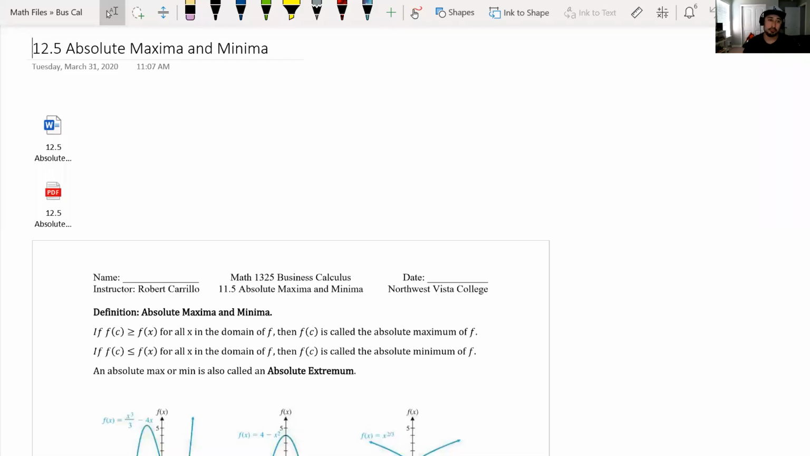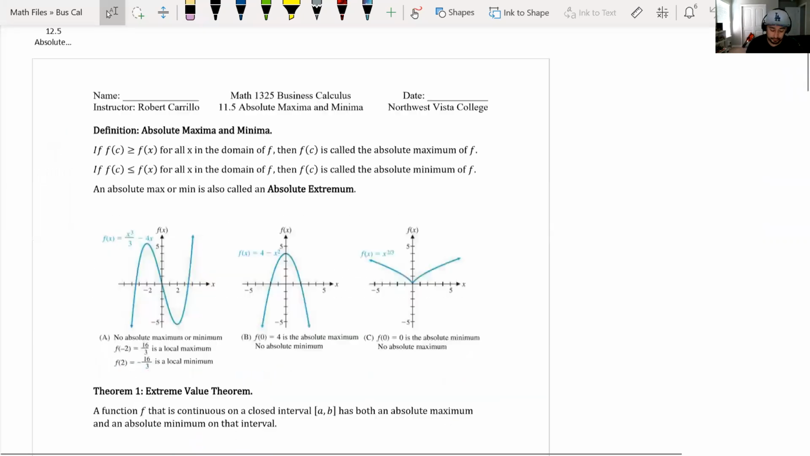All right, guys, welcome. This is Business Calculus 12.5. We're talking about absolute maximums and absolute minimums. We've learned so far how to find maxes and mins by a sign chart, and they're all based on the first derivative. So today we're finding absolute maximums and minimums.